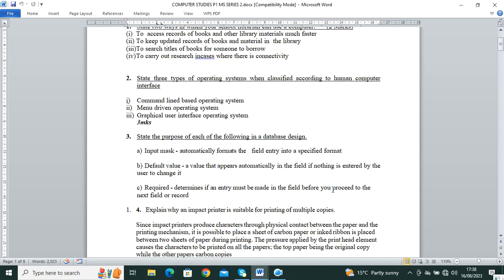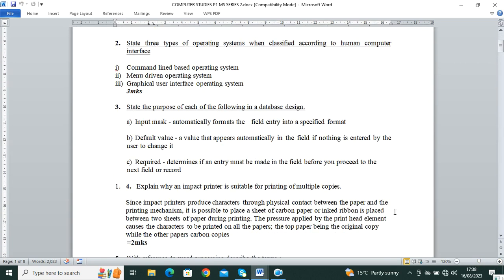State the purpose of each of the following database design. Remember, database is something that many students don't like. So we have input mask, we have default value, we have required. Remember, we have others like caption, format, yes, no, etc. So input mask automatically formats the field entry into a specified format. Like for example, guys, if I want telephone number where I require 10 digits, like plus 256, 707, blah, blah, blah. You must set that one in the input mask. It is a field property.